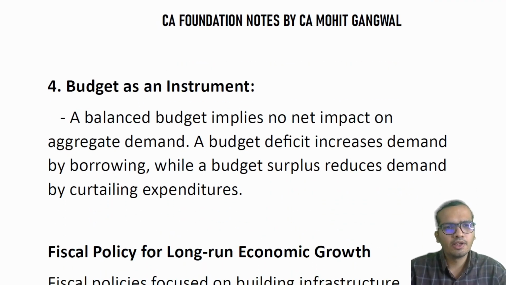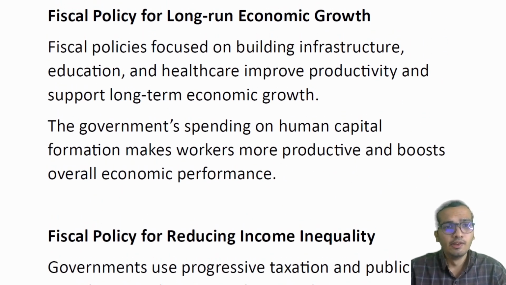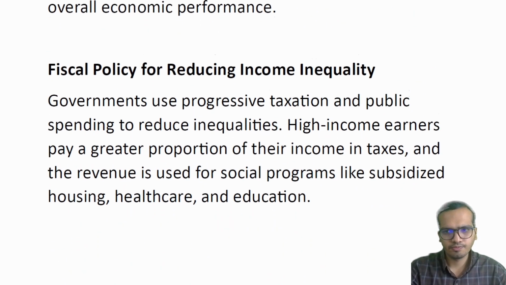Then comes public budget as an instrument. So a balanced budget implies no net impact on aggregate demand, whereas a budget deficit increases demand by borrowing, while a budget surplus reduces demand by curbing expenditures. Then, fiscal policy for long-term economic growth. So, fiscal policy focuses on building infrastructure, education, and healthcare, which improves productivity and supports long-term economic growth. So, the government spending on human capital formation makes workers more productive and boosts the overall economic performance.